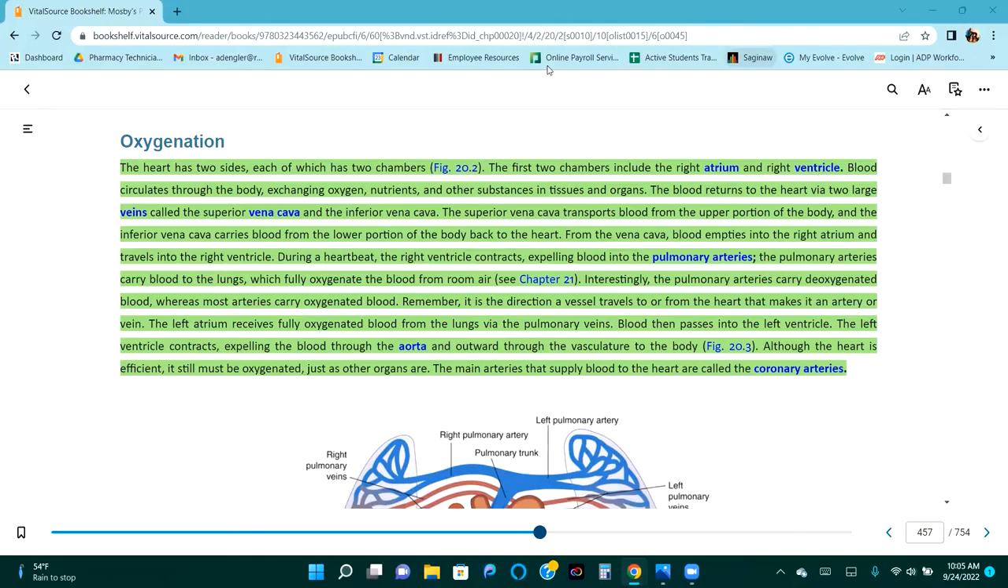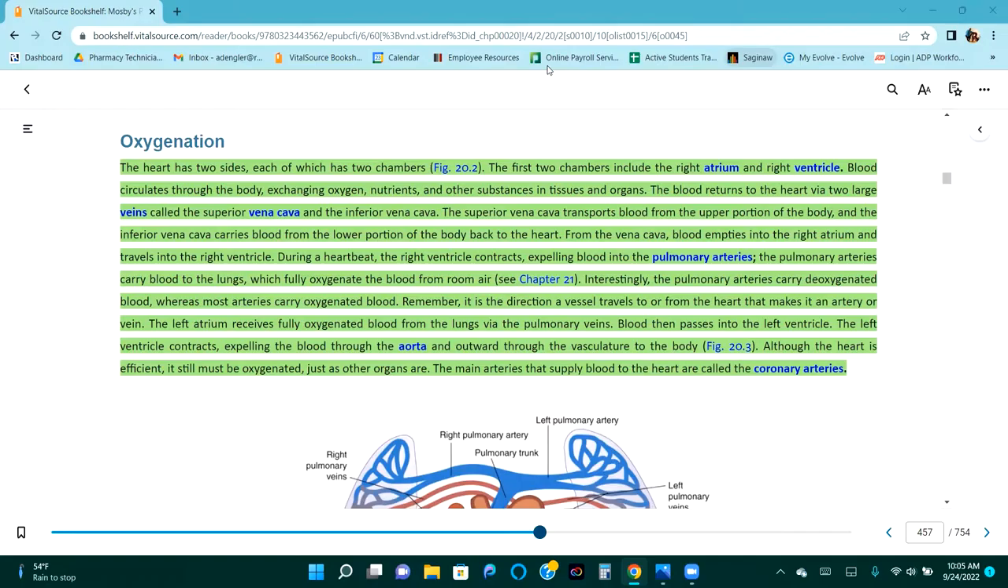From the vena cava, blood empties into the right atrium and travels into the right ventricle. During a heartbeat, the right ventricle contracts, expelling blood into the pulmonary arteries. The pulmonary arteries carry blood to the lungs, which fully oxygenate the blood from room air. Interestingly, the pulmonary arteries carry deoxygenated blood, whereas most arteries carry oxygenated blood. Remember, it is the direction a vessel travels to or from the heart that makes it an artery or a vein. The left atrium receives fully oxygenated blood from the lungs via the pulmonary veins.